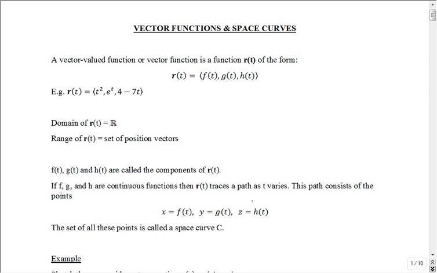And then if these functions are continuous, then r of t traces a path as t varies. And this path consists of these points, x equals f of t, y equals g of t, z equals h of t, called the parametric equations. And the set of all of these points is called the path or space curve C. So these here are called the parametric equations of C.